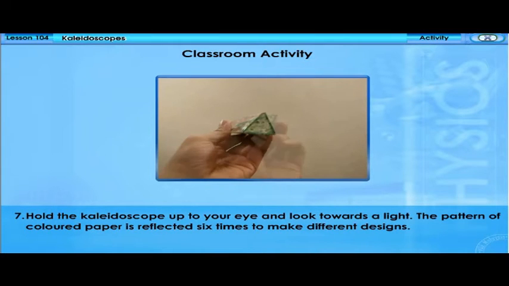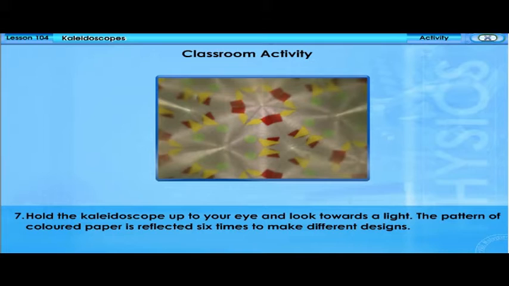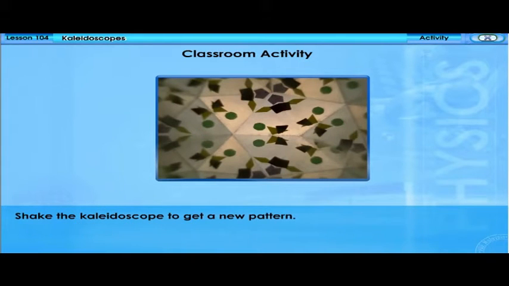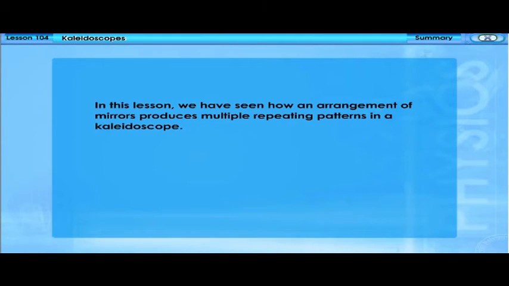Hold the kaleidoscope up to your eye and look towards a light. The pattern of the colored paper is reflected 6 times to make different designs. Shake the kaleidoscope to get a new pattern. In this lesson, we have seen how an arrangement of mirrors produces multiple repeating patterns in a kaleidoscope.